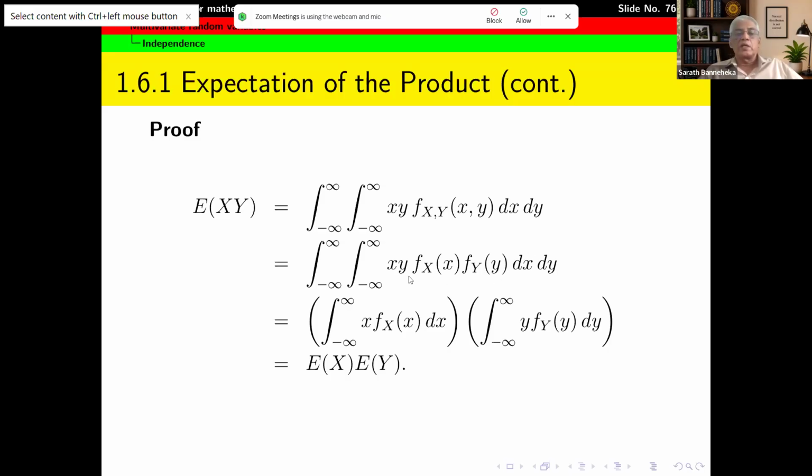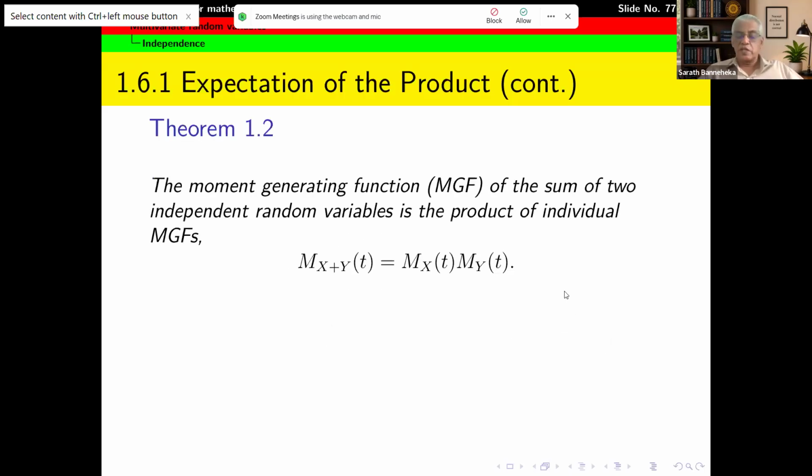Now when you are integrating, x and f_X(x) can be taken as one part, and y and f_Y(y) can be taken as another part. Because one part contains only x and the other part contains only y, this double integration can be written as the product of two integrations. One is a function containing x's only, the other is containing y's only. So this one is by definition the expected value of x, and this is by definition the expected value of y. Right. So that's an important result.